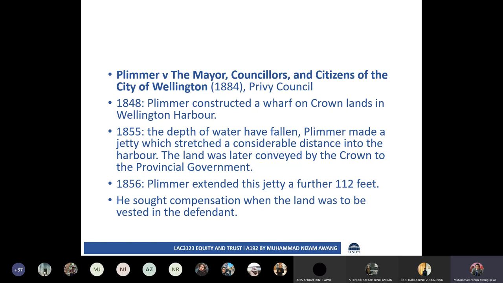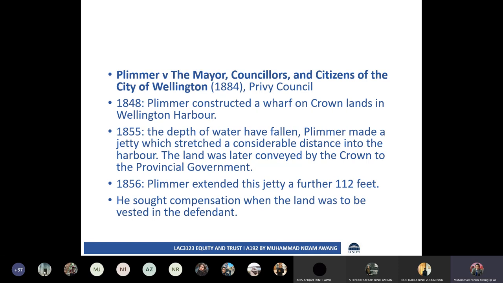In the case of Plimmer and the Mayor, Councillors and Citizens of the City of Wellington, Plimmer constructed a wharf on Crown lands in Wellington Harbour. Later, in 1855, the depth of the water had fallen. Plimmer made a jetty which stretched a considerable distance into the harbour. The land was later conveyed by the Crown to the provincial government. In 1856, Plimmer extended the jetty a further 112 feet. He sought compensation when the land was to be vested in the defendant.